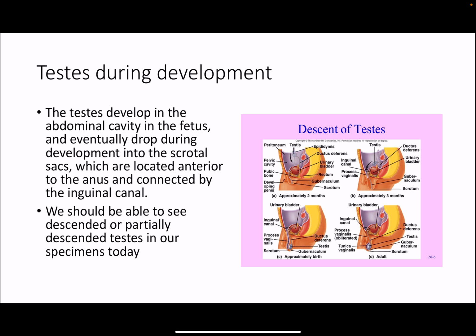Occasionally, during development, this can go wrong, and so you might have heard of something known as an undescended testicle, which is something that can be treated with surgery, usually early in life. But this happens.